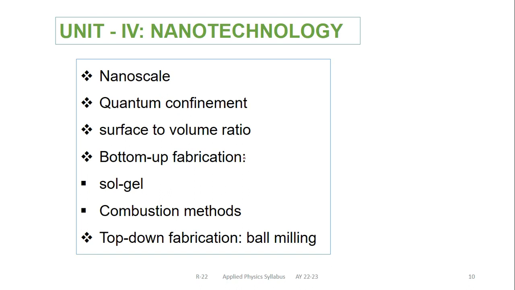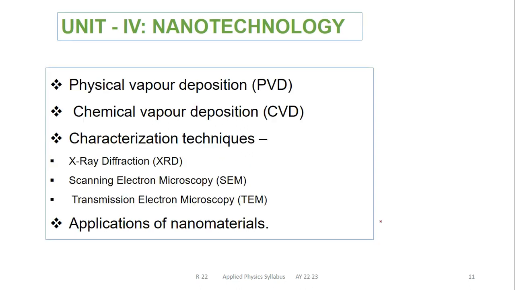When we come to the next part, we have the fabrication of nanomaterials based on bottom-up fabrication and top-down fabrication. In the bottom-up fabrication, we have the sol-gel process and combustion methods. Then when we come to the top-down fabrication, we have ball milling, the physical vapor deposition method, and chemical vapor deposition methods.